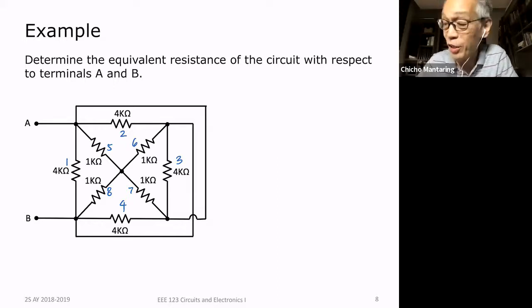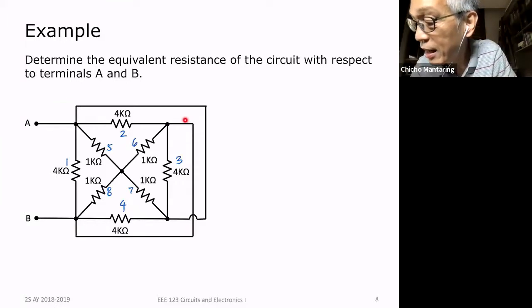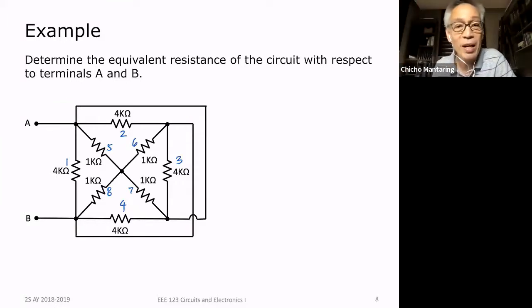No? Remember our condition, they have to be connected at both ends. So they're both connected here, and they are also both connected here. So 1 and 2 are in parallel.